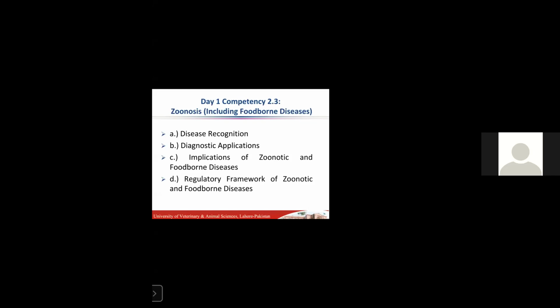So he must have the fresh knowledge of which diagnostic test is recommended for the trade and international trade of animals and animal products. And similarly, the regulatory framework of the zoonotic and foodborne diseases. He must know the regulatory framework of the zoonotic and foodborne diseases.